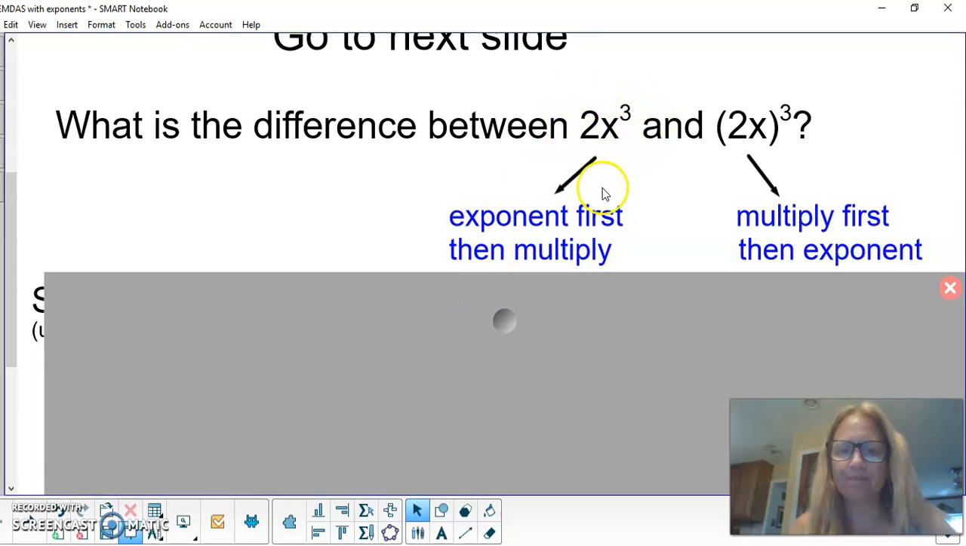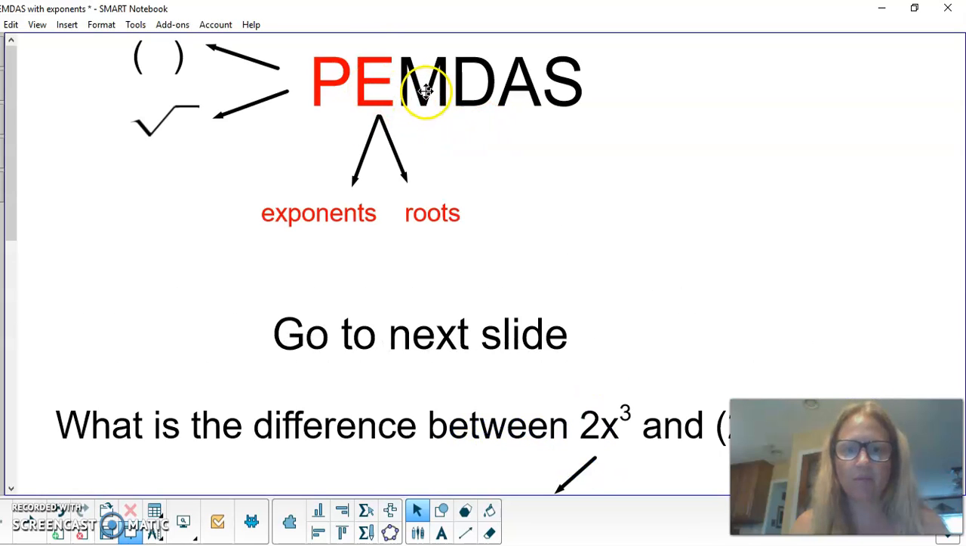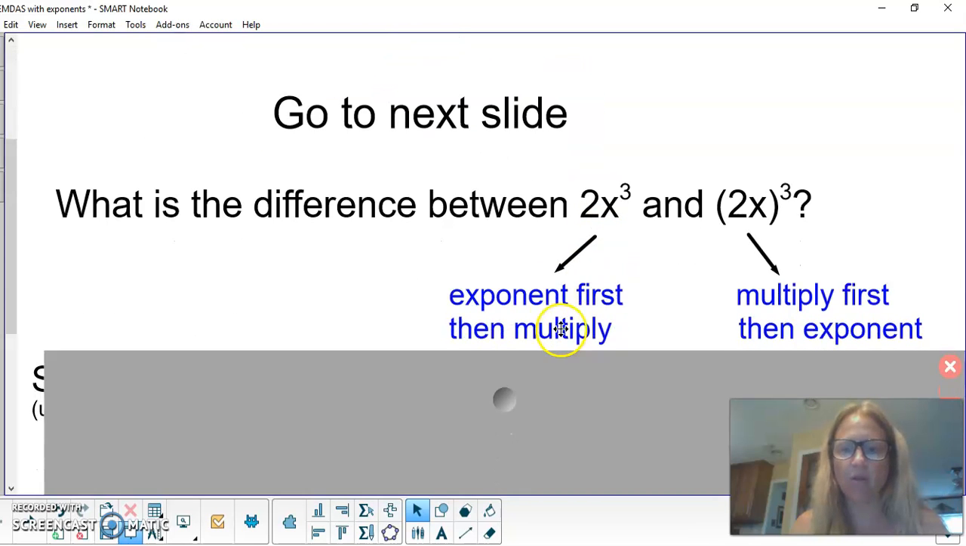For this problem, you need to do the exponent first, then multiply. That was the order. Now I have to tell you something very important. When you don't have parentheses, the exponent only applies to the number directly in front. That 3 only applies to the x, not the 2. Only the number in front, okay? So you have to do this first. E comes before multiplying. So you have to do the exponent, then multiply.